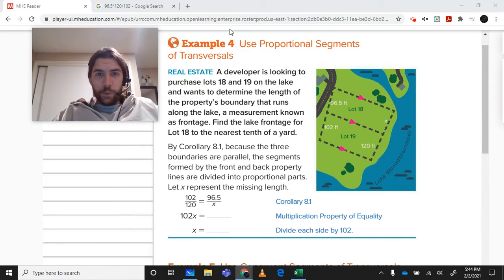In example 4 here, we want to continue applying our ideas of proportionality to an image that looks like this one. It says use proportional segments of transversals. This question states that a developer is looking to purchase lots 18 and 19 on the lake and wants to determine the length of the property's boundary that runs along the lake, a measurement known as frontage. Find the lake frontage for lake lot 18 to the nearest tenth of a yard. So they want to know how long is this section X here.